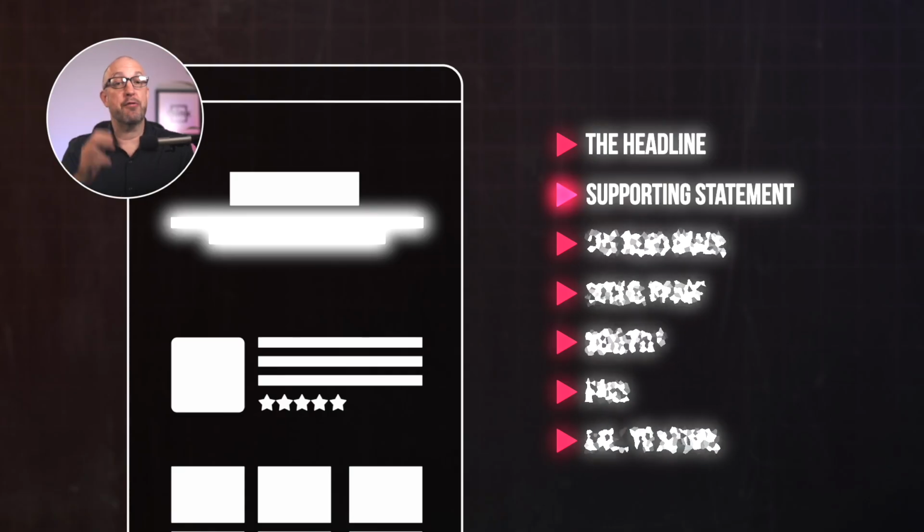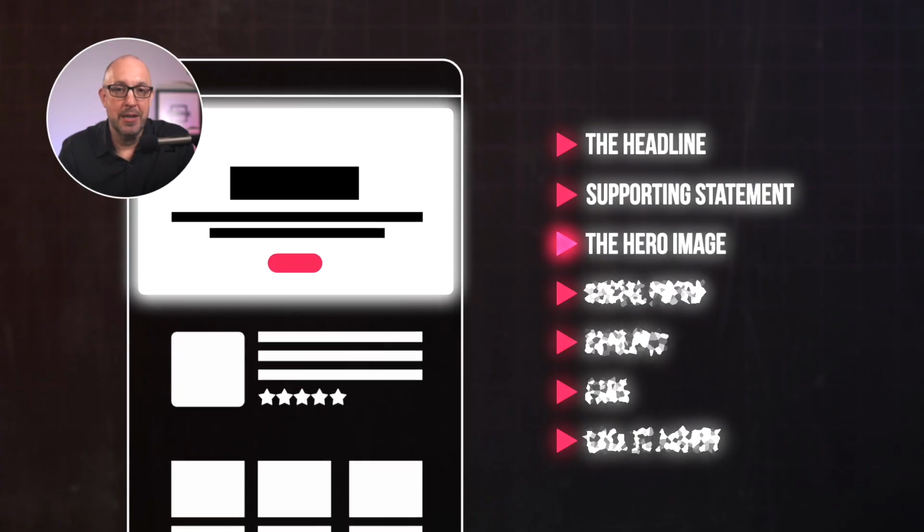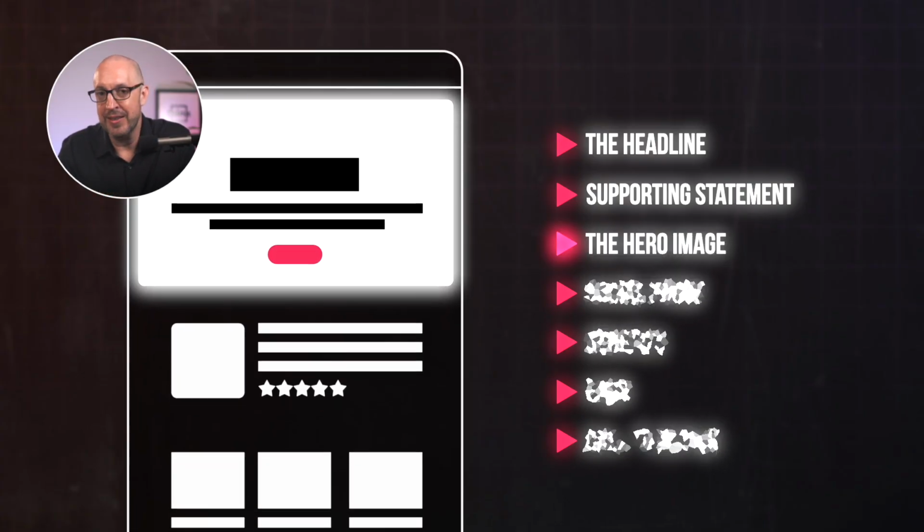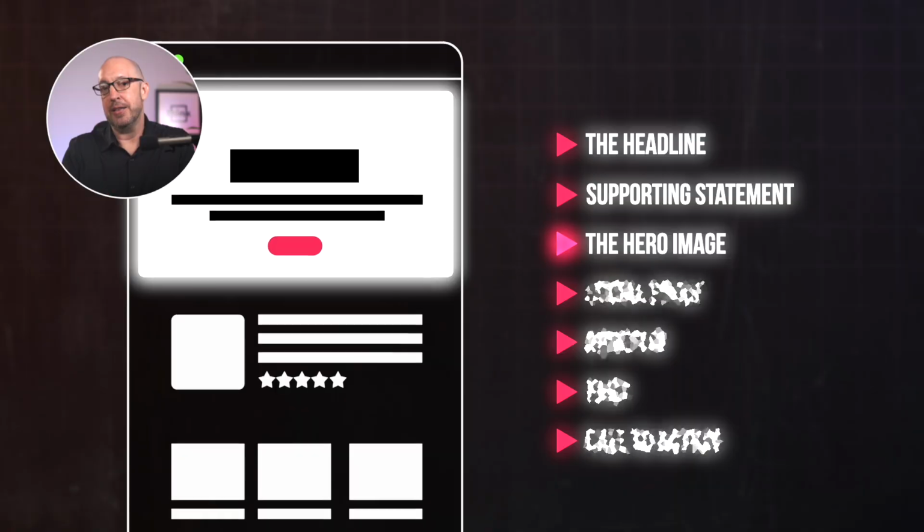Then we get to number 3, the hero image. Now, contrary to what many people think, this isn't just about making the page look pretty. There are actually 3 types of images that I think you should consider here. One is an image of you, or at least an image that represents who they would be working with. Number 2 is an image that reflects where they are right now, their current situation. Sometimes that's a negative situation.